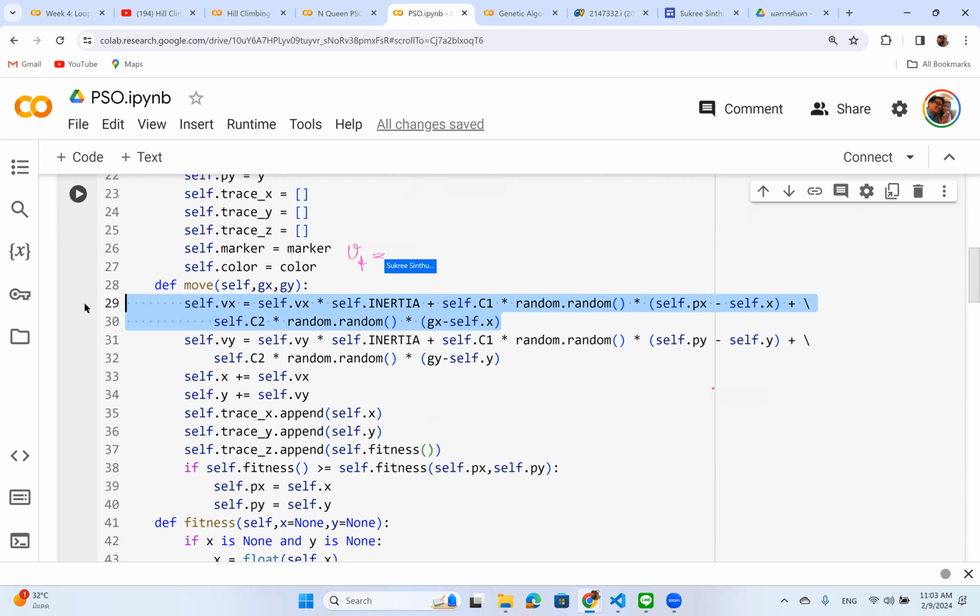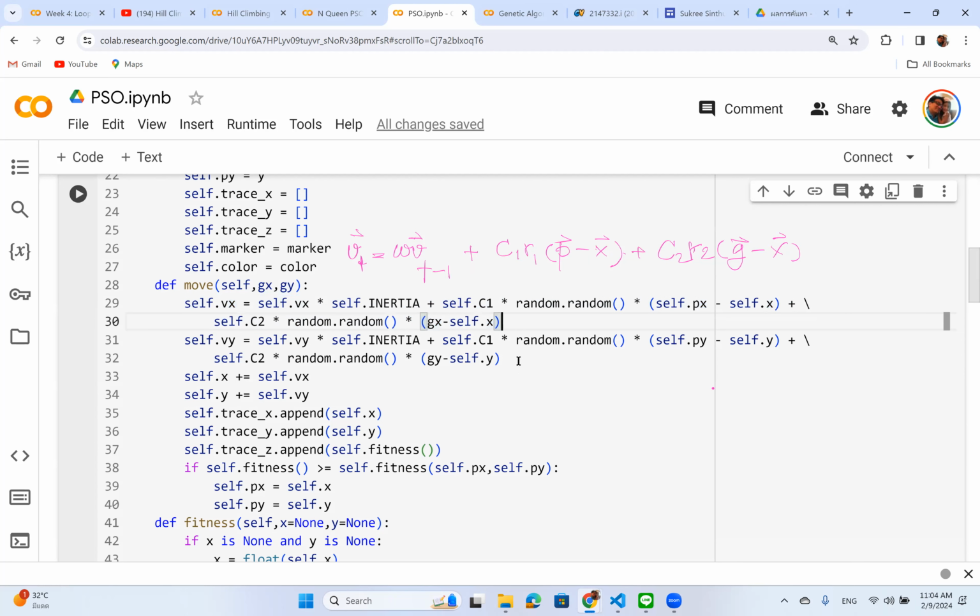We have new Vt to be omega of Vt minus 1, right? And then plus C1 R1 times P minus X, this vector, plus C2 R2 times G, the global best, minus X. So this is the equation of updating V.